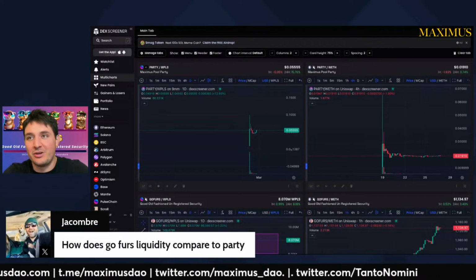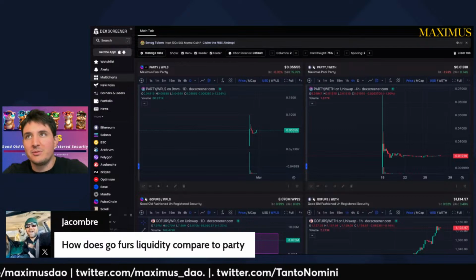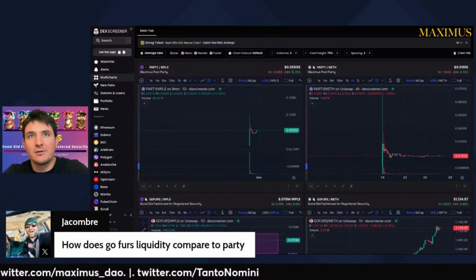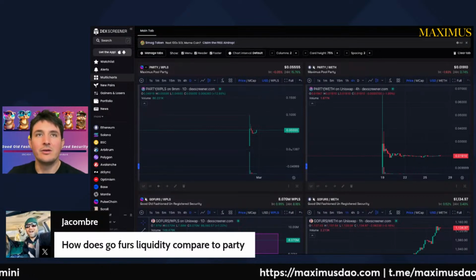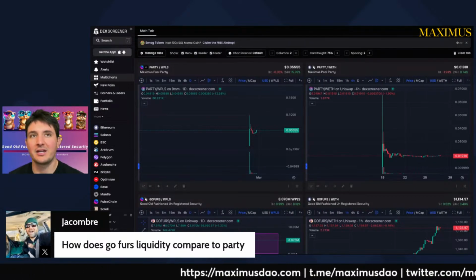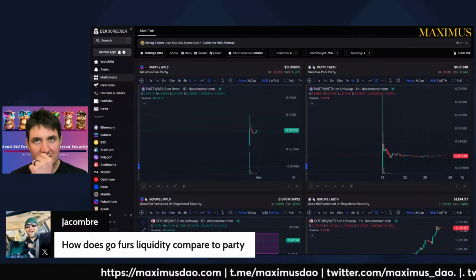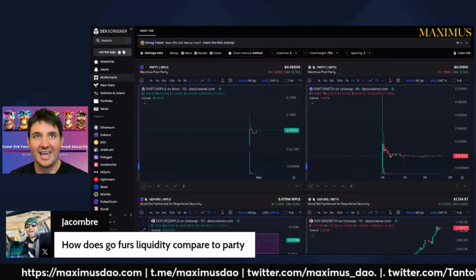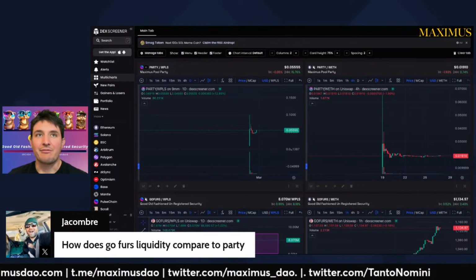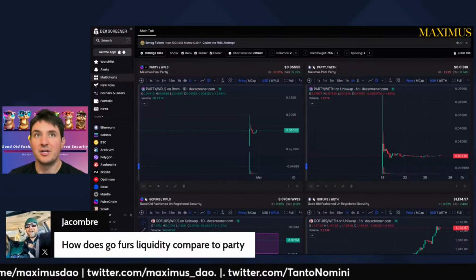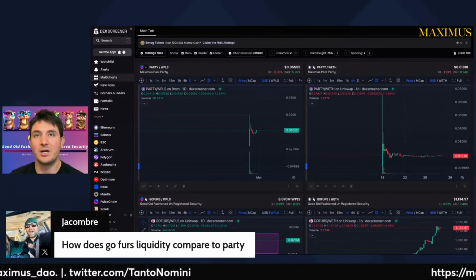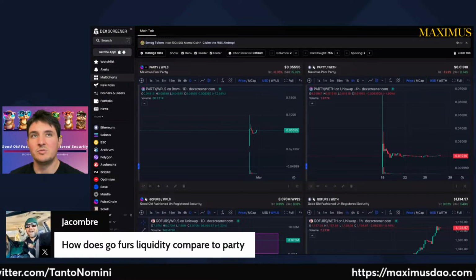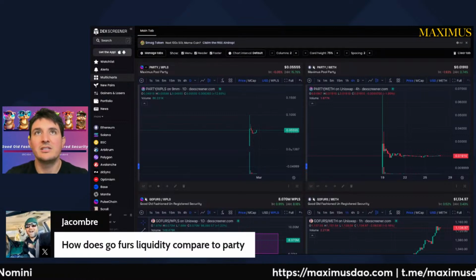How does GOFURS liquidity compare to party? A lot more, partially because it's been around for about a week longer, and also because the liquidity in GOFURS was a lot thicker at the bottom ranges. And there wasn't half of the GOFURS supply given in an airdrop, so there's been a lot of selling of that airdrop. Based on those things, party is a little less. Let's take a look.